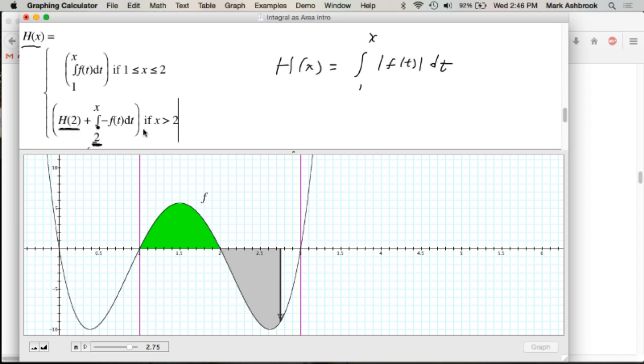Right, but yes, if x is greater than 2, we're going to use this rule, which says plug 2 into h. It's just plug 2 into h, which is going to invoke this part of the rule and give you the integral from 1 to 2. Look, x is less than or equal to 2.